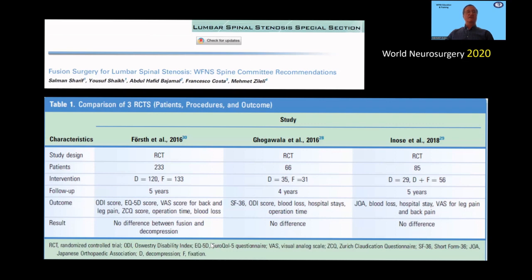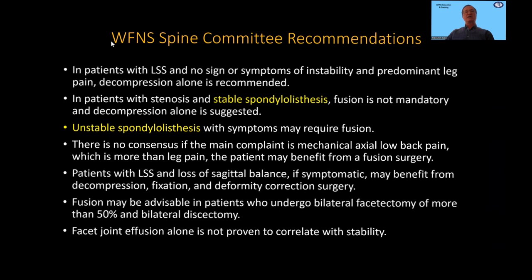This is level 2 studies. Because of that, we also had a fusion or not paper after our consensus meeting. And there were mainly 3 nice studies, 3 RCTs, and these are spine committee recommendations.